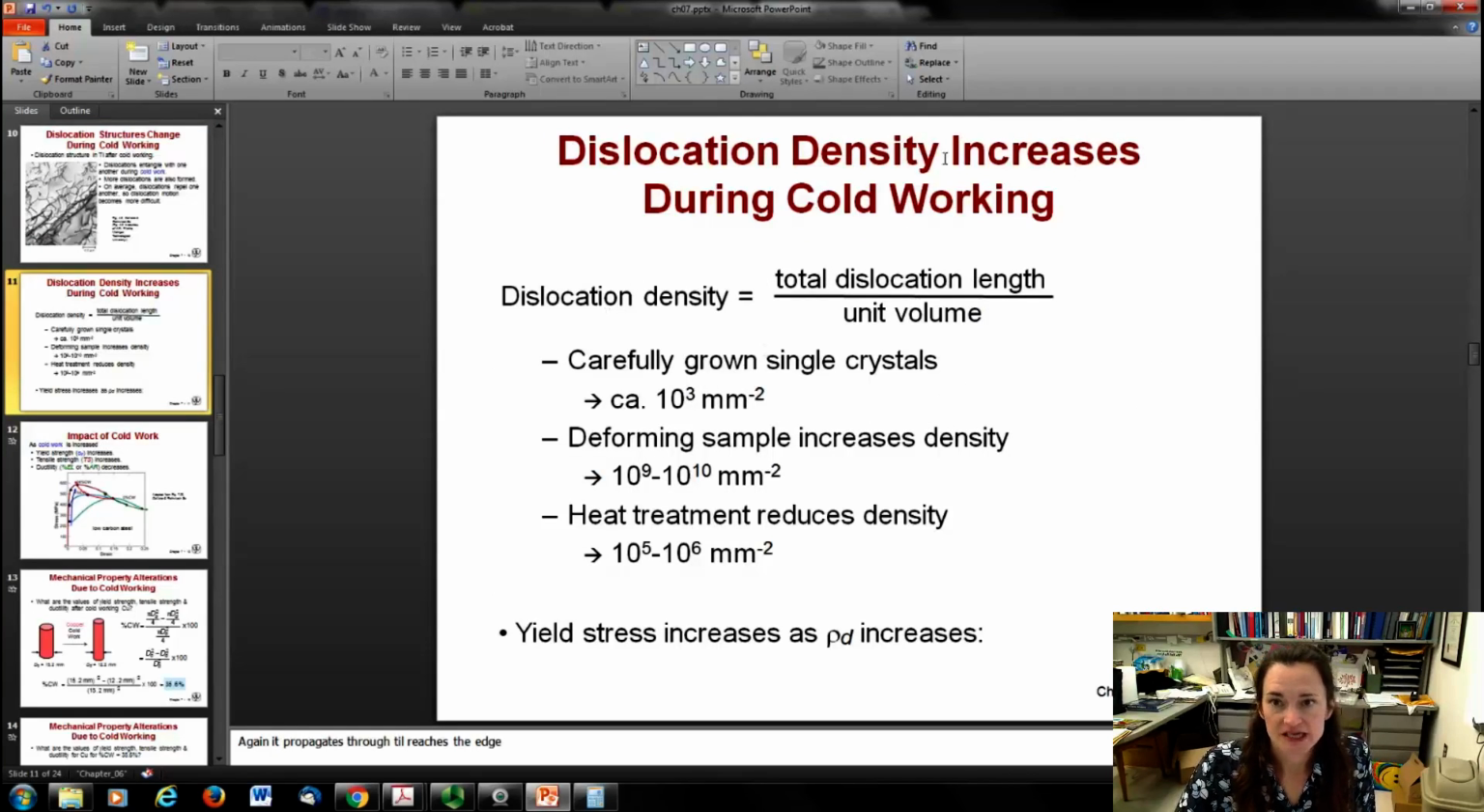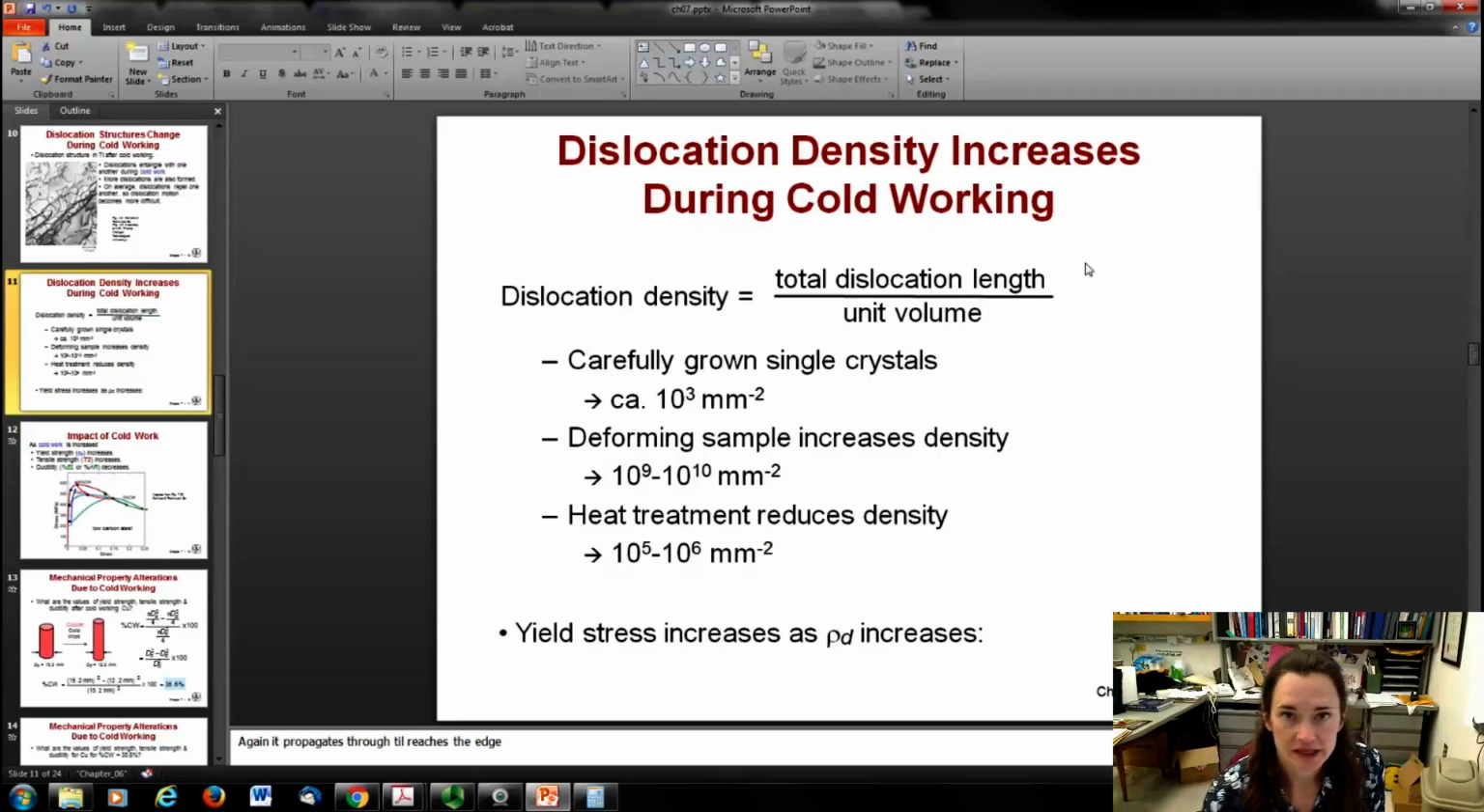Dislocation density is usually measured by measuring the total length in the previous image of all those little squiggly lines. If you sum up the length of all those lines end to end, and then you divide it by the volume of the material that you've looked at, that gives you your dislocation density.